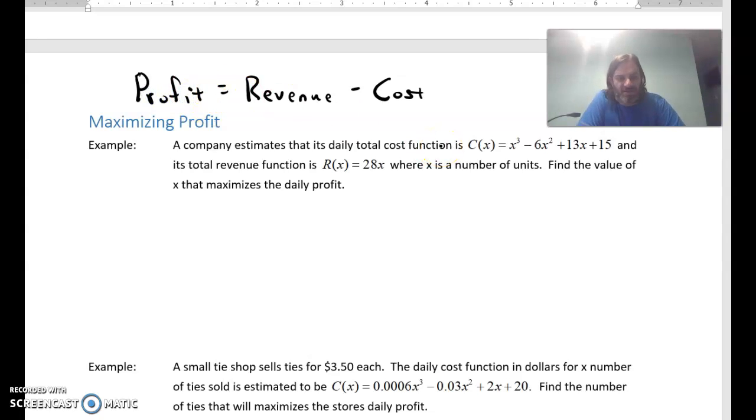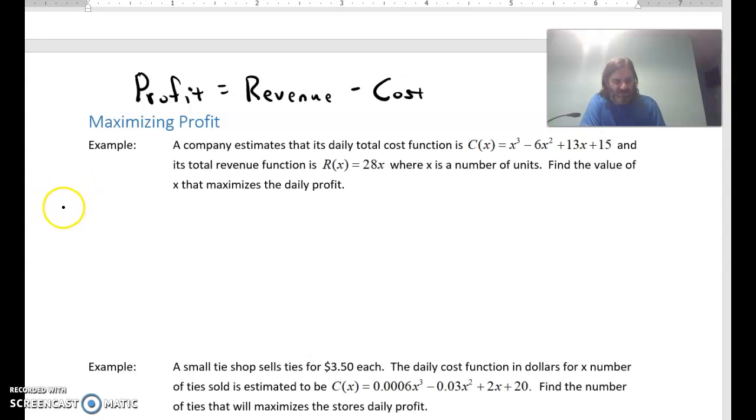All right, example. A company estimates that its daily total cost function is C of x equals x cubed minus 6x squared plus 13x plus 15. And its total revenue function is R of x equals 28x, where x is a number of units. Find the value of x that maximizes the daily profit.